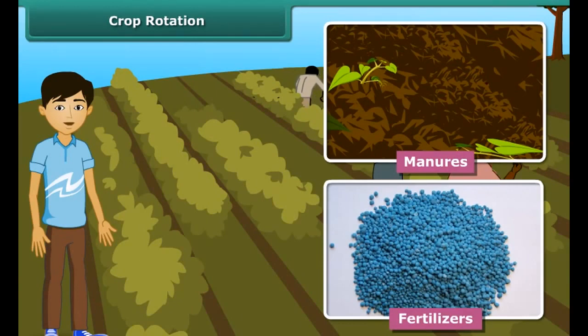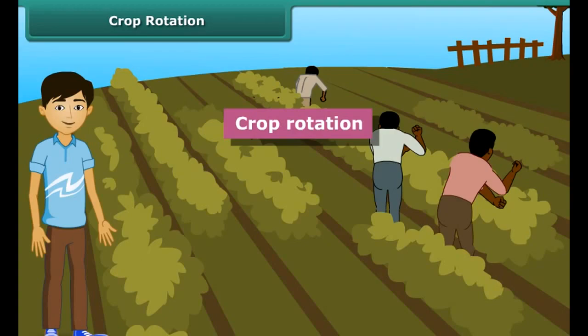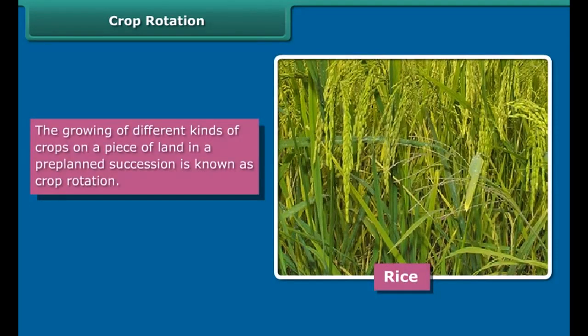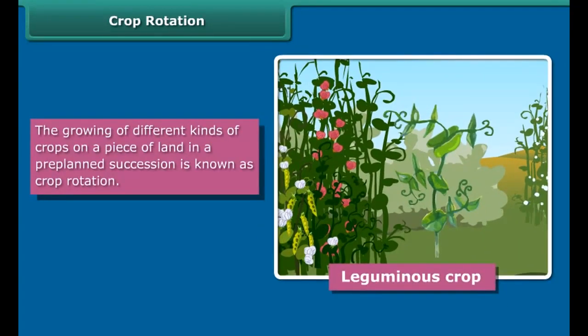Now let us move on to know another method of replenishing the soil with nutrients. It is known as crop rotation. Do you know, when a cereal crop like rice is grown in the soil, it uses up a lot of nitrogenous salts, so that if another cereal crop is grown in the same soil, the soil becomes nitrogen deficient. So, by rotation, a leguminous crop should be grown after a cereal crop.